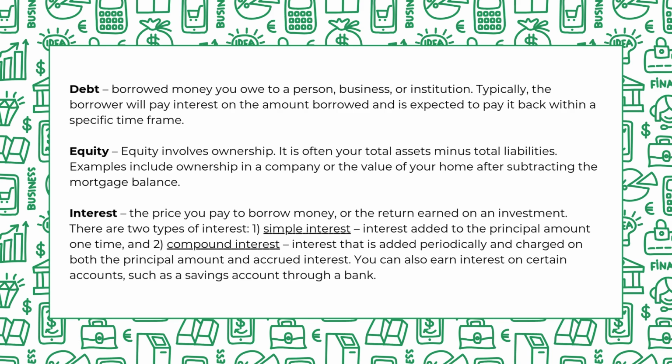Interest, the price you pay to borrow money, or the return earned on an investment. There are two types of interest: 1. Simple interest, interest added to the principal amount one time, and 2. Compound interest, interest that is added periodically and charged on both the principal amount and accrued interest. You can also earn interest on certain accounts, such as a savings account through a bank.